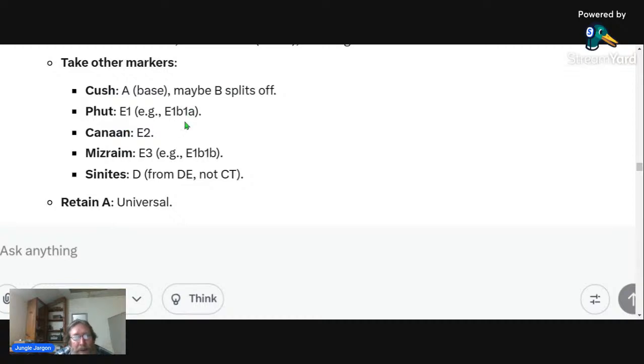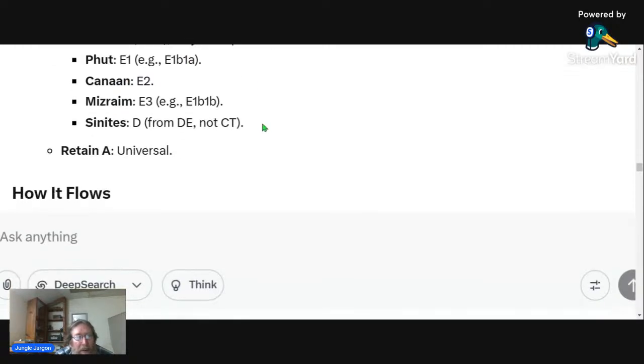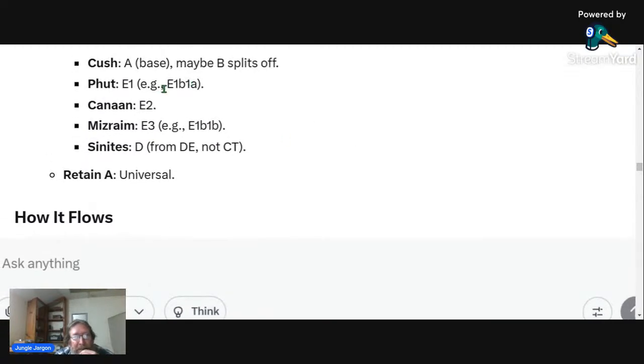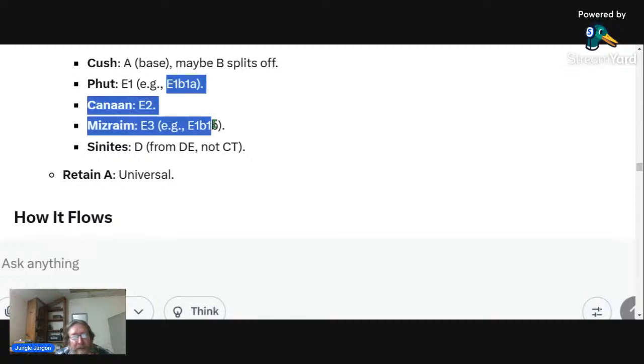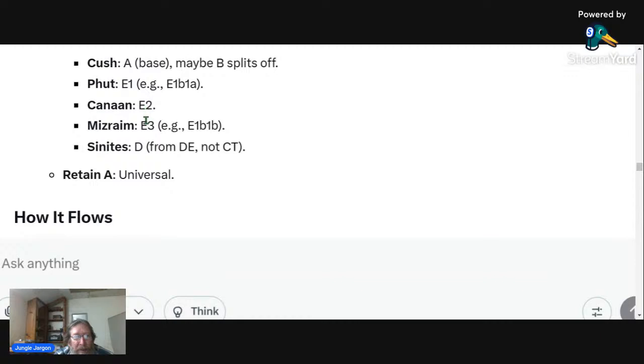Put is E1. What's the E1, B1, A? Canaan is E2. Mitzrayim is E3, the E1, B1B, which was very confusing. You think this is confusing? It was even more confusing before they changed this up here.